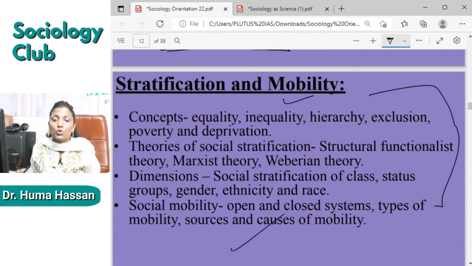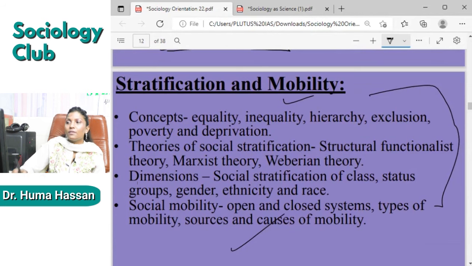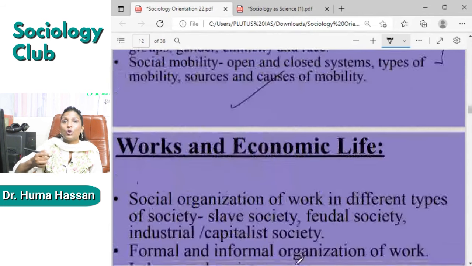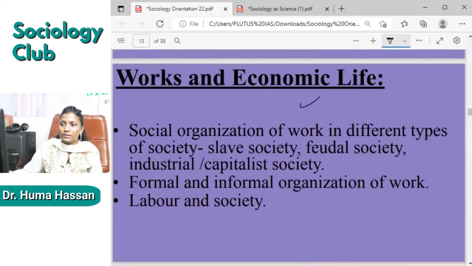Okay, because when you are going to be a bureaucrat, you are going to deal with different sections of society. So you need to also have a good understanding of this society. So this chapter will help you in that. Then we have work and economic life. So it is really related with your economic institutions. Social organization of work, formal and informal organization of work.